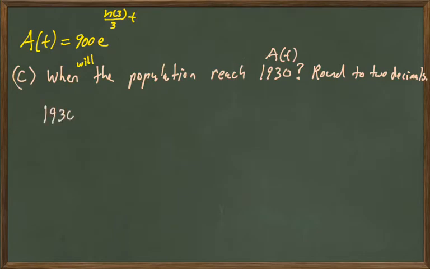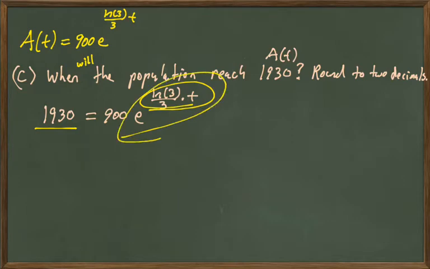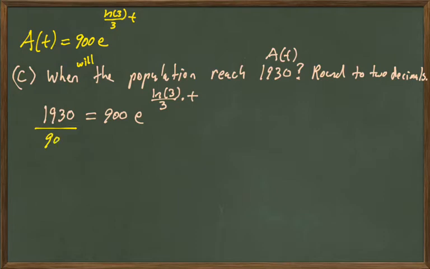Okay, so we'll have 1930 as your A of t equals 900 e to the ln of 3 over 3 times t. We are solving for an exponent here, so that's an exponential equation. So we want to isolate the exponential there. So that requires us to divide by 900. And we'll reduce to 193 over 90. That's going to be equal to e to the ln of 3 over 3 times t.